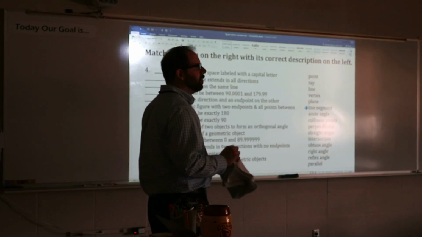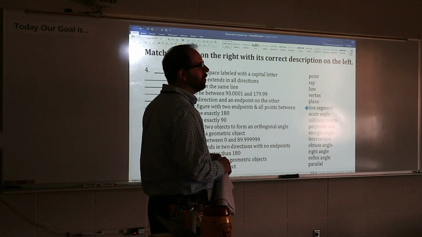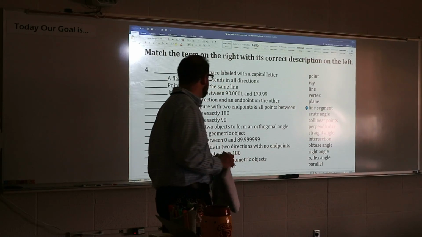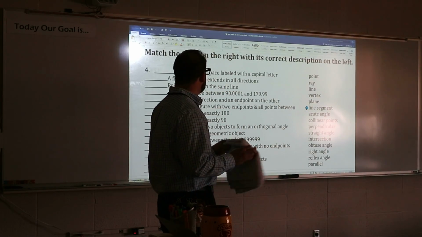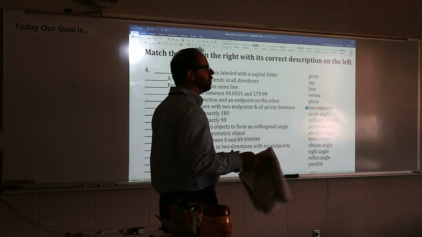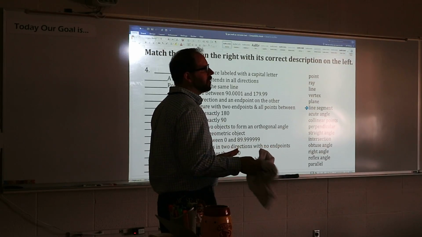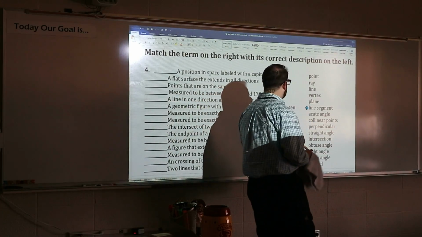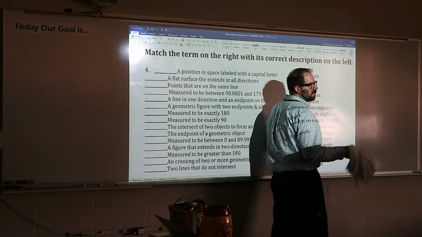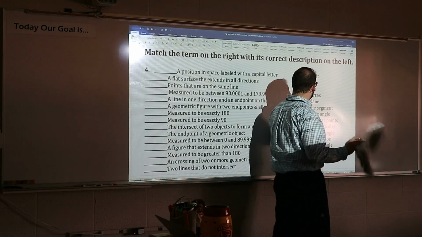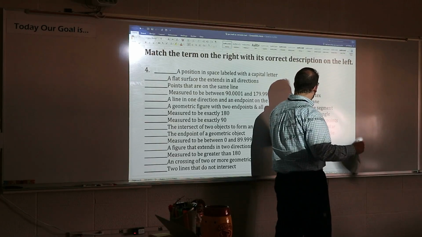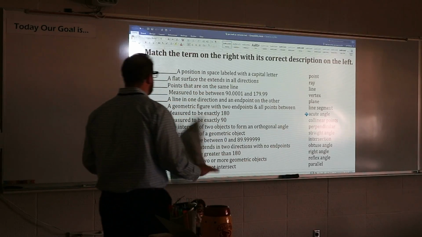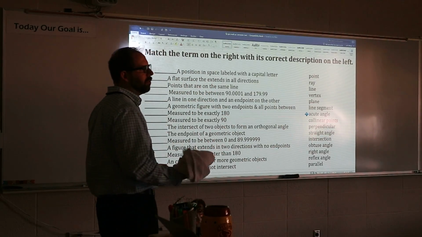A geometric figure with two endpoints and all points in between. What is a ray then? A ray only has one endpoint and continues in one direction. A ray has one endpoint and one direction. What was a line segment again? A geometric figure with two endpoints and all the points in between. That's a line segment. What was a line? A line is a geometric figure that extends in two directions with no endpoints.